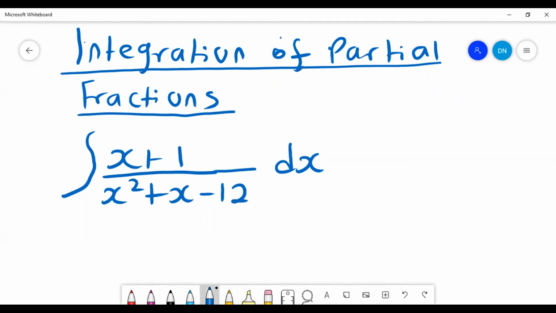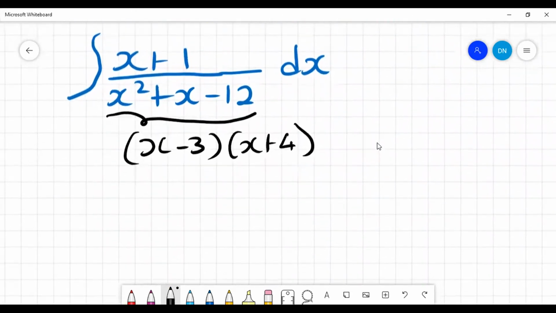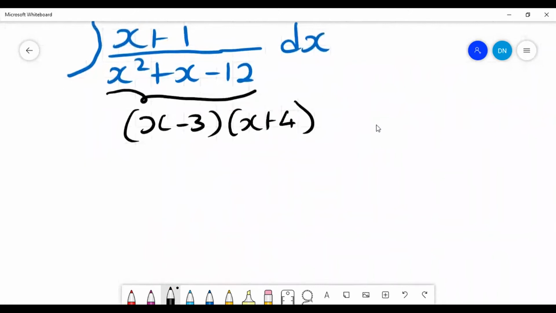So the first step I want to take is to look at the denominator. And I want to factorize this, and this will give me x minus 3 and x plus 4. So x squared plus x minus 12 is the same as x minus 3 times x plus 4. And why is that important? Because I want to take my integral and break it down into partial fractions.